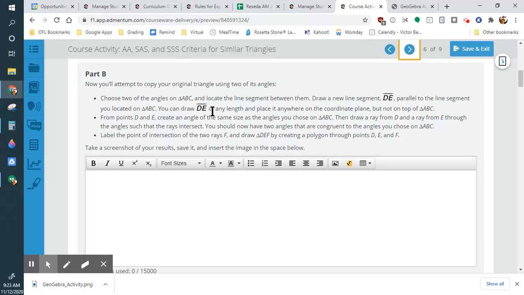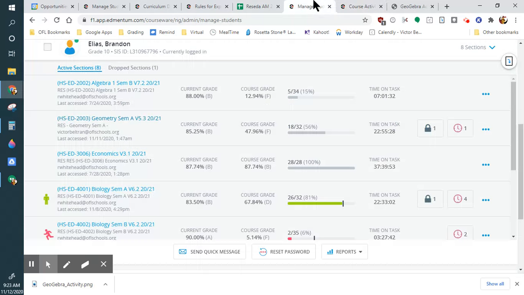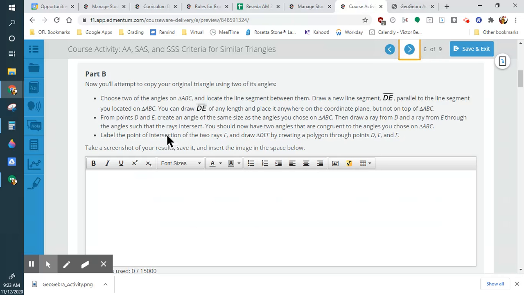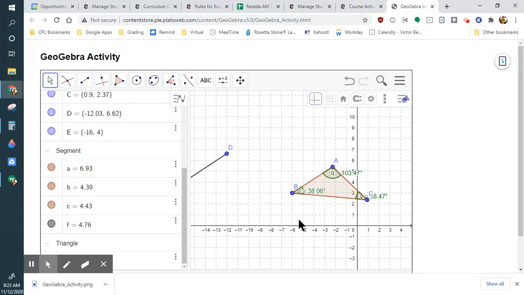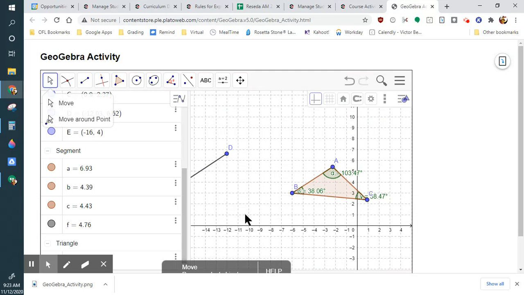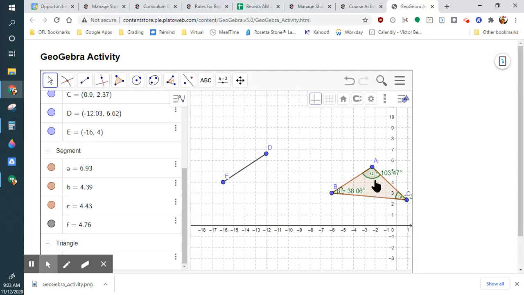Now locate, you can draw this at any length, but not on top of D. So again, these two are the same directions. Now it's saying from point E, create an angle that's the same as that. Okay. So again, we already did that from the last one. And then it's like you should have two angles. So they want you to do two angles now. We already did one, so you guys just need to copy that process again.